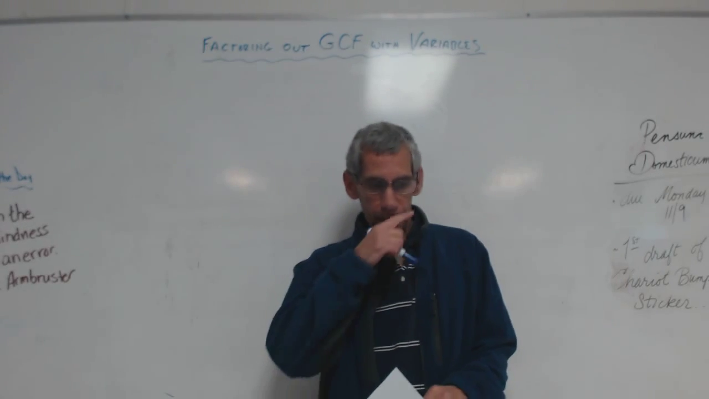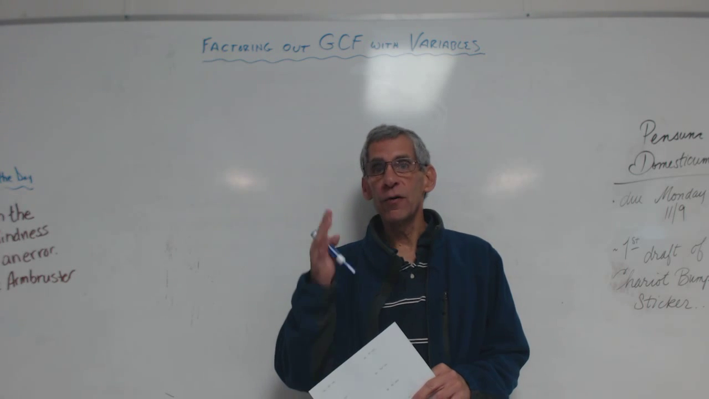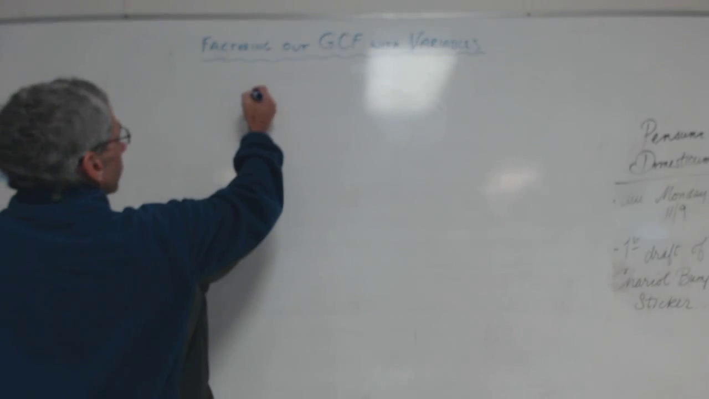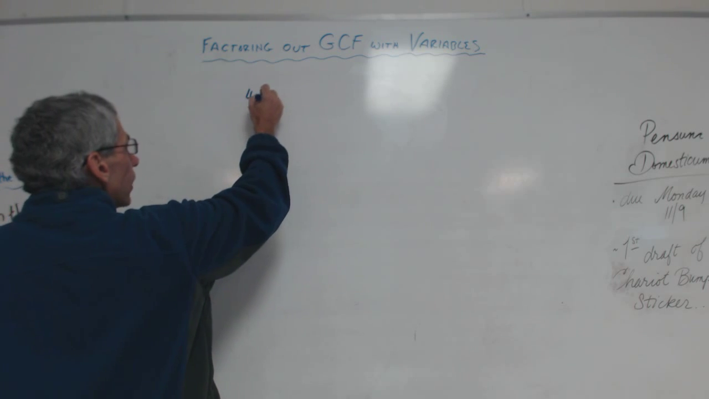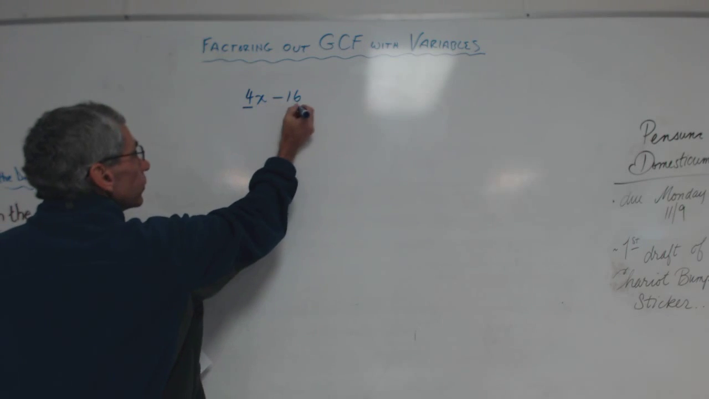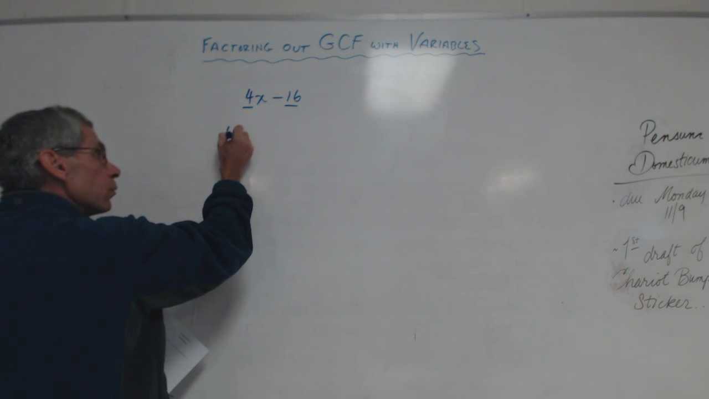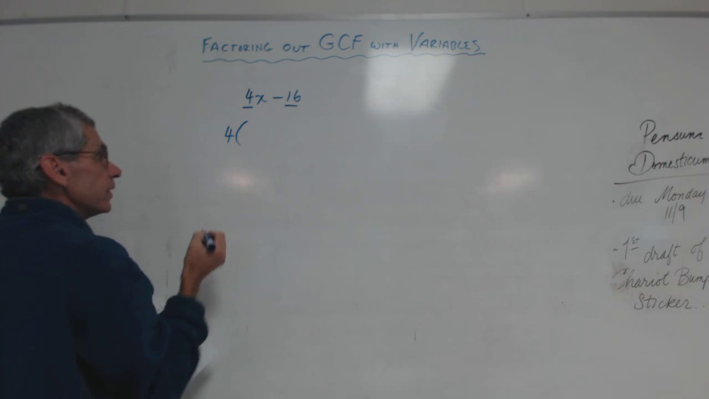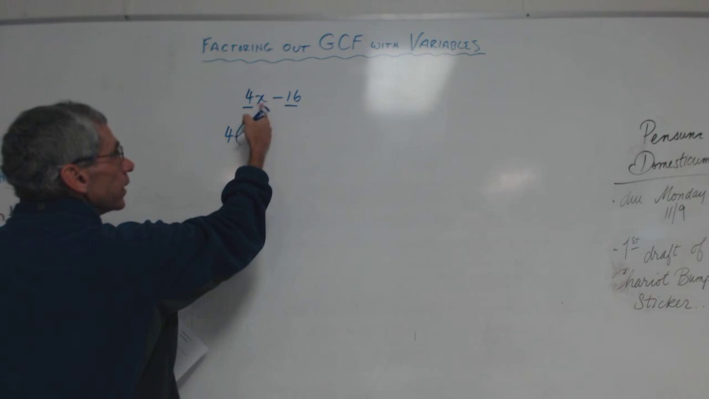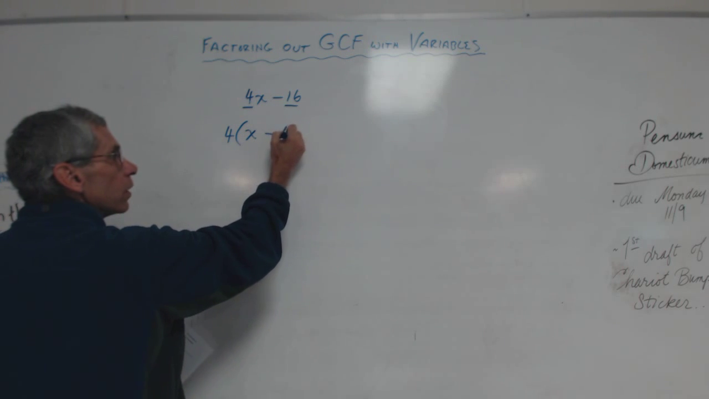So yesterday, we talked about factoring out the greatest common factor, right? And we were focusing on just the numbers. So we were doing things like 4x minus 16. The greatest common factor between 4 and 16 is 4. So we write that greatest common factor there, and put a parenthesis after it. Then 4 divided by this 4 is 1x, or x, minus 16 divided by this 4 is 4.